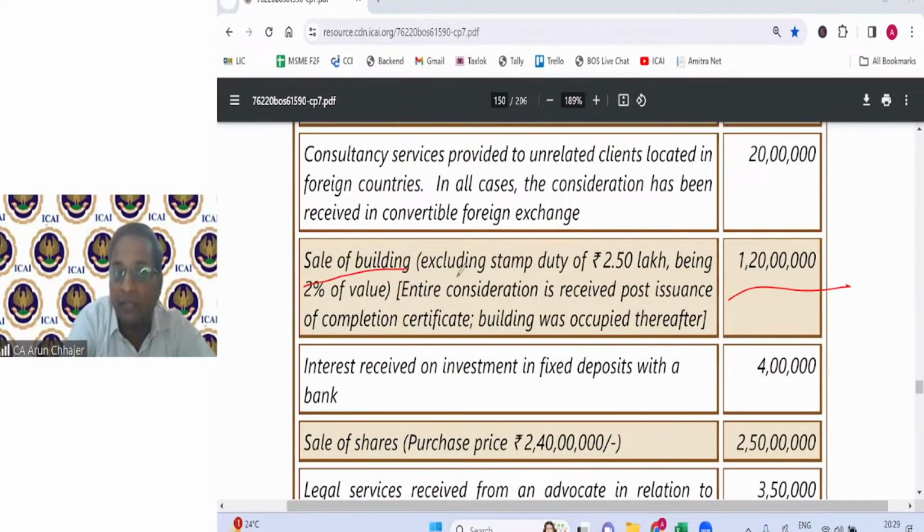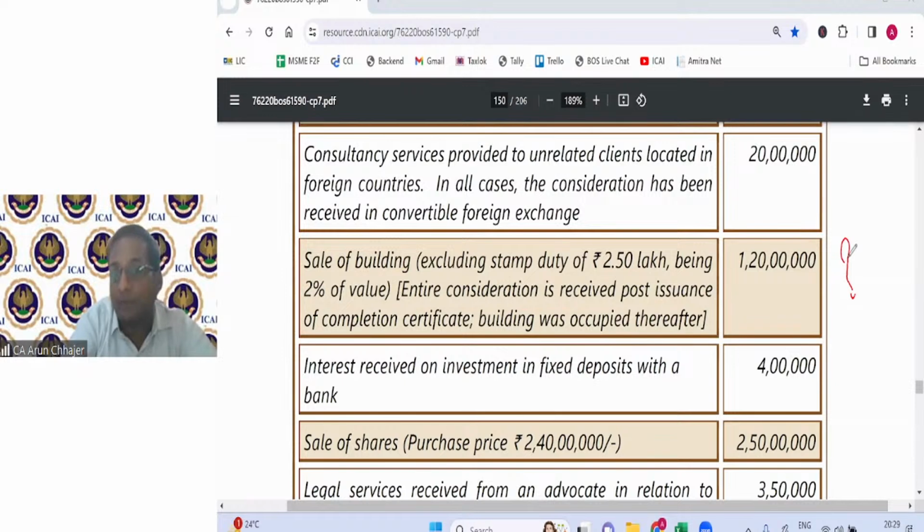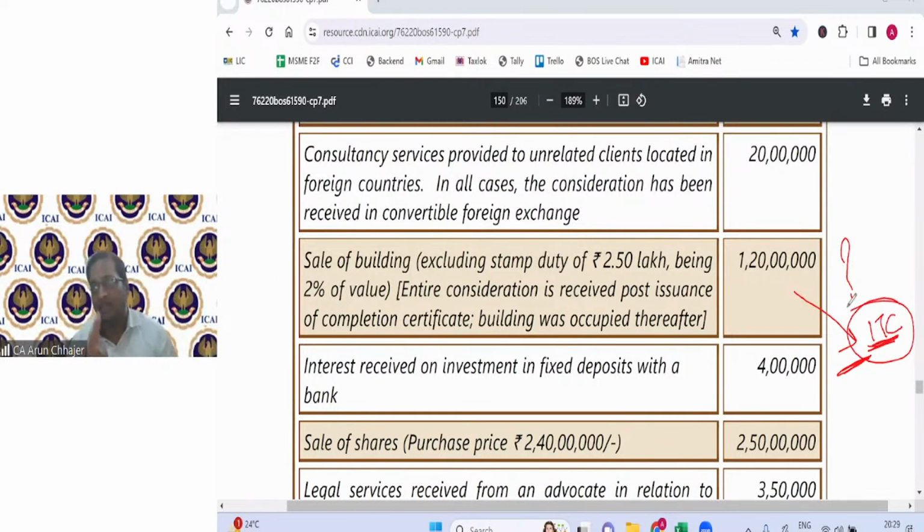Sale of building, excluding stamp duty being 2% of the value, entire consideration is received post issuance of the completion certificate. How much is the GST payable? Question number 1. Is this information relevant for any purpose? Is this information having any impact on the ITC? These two questions I've asked.